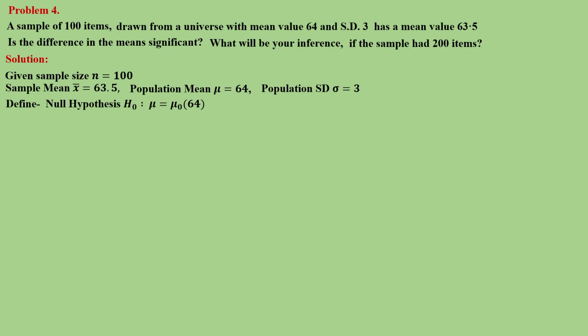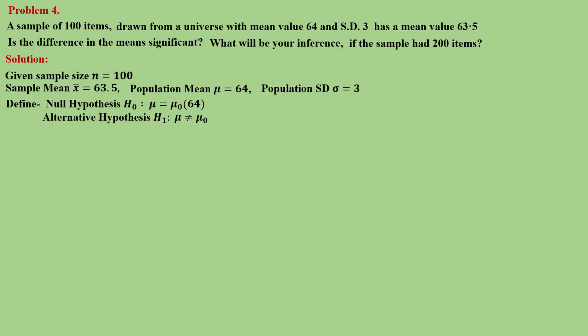So we are going to define the null hypothesis. Is there any significant difference? There is no significant difference. So the population mean is exactly 64. The sample is from the universe, the population with mean 64. We are assuming like that.